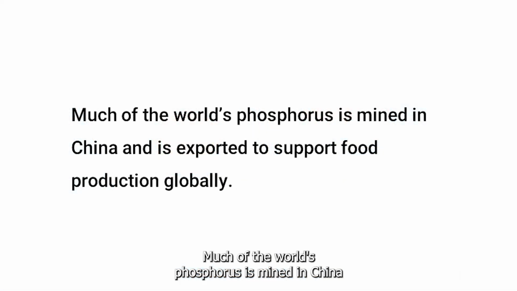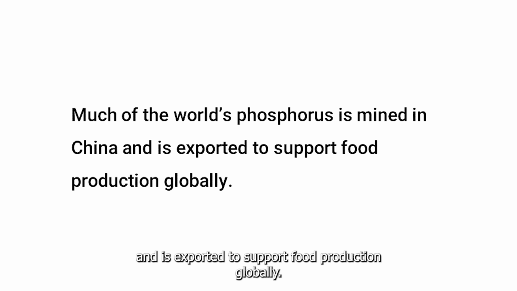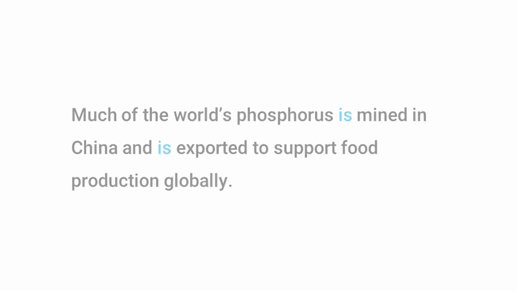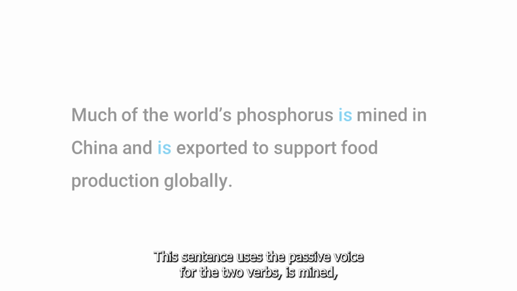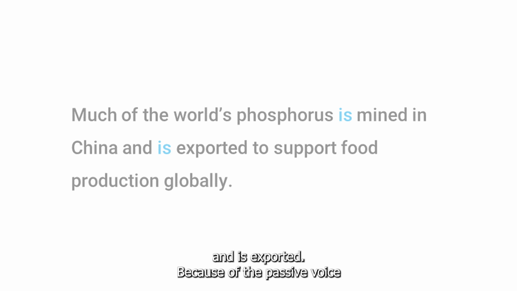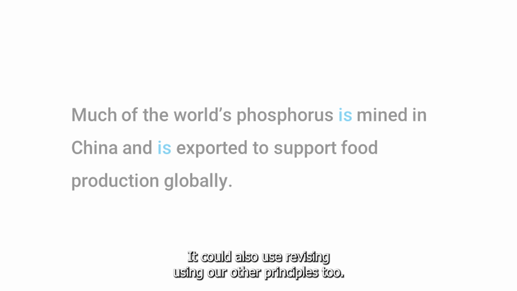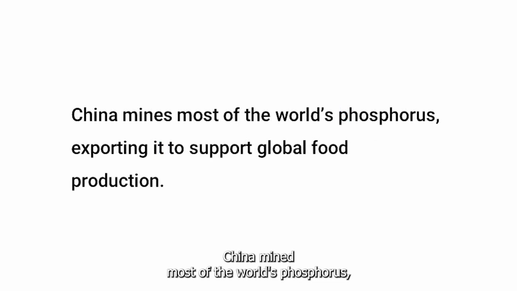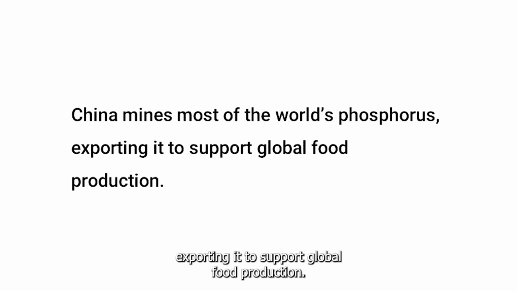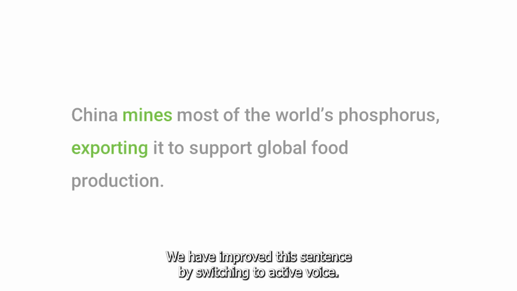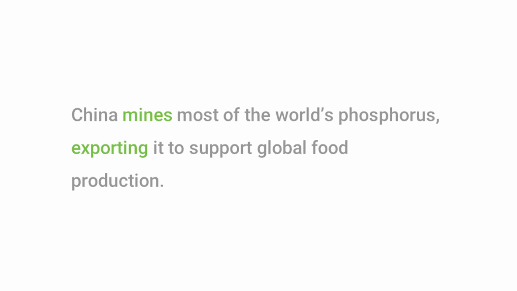Much of the world's phosphorus is mined in China and is exported to support food production globally. This sentence uses the passive voice for the 2 verbs, is mined and is exported. Because of the passive voice, this sentence is longer than it needs to be. It could also use revising using our other principles too. China mines most of the world's phosphorus, exporting it to support global food production. We have improved this sentence by switching to active voice. The active voice here uses a clear subject, followed immediately by a specific verb.